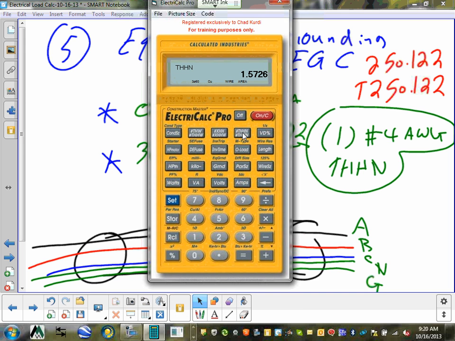Here's the 3-phase. Then I have a neutral. What was my neutral size? 2-aught. Here's a 1 and a 2. Here's a wire size. How many neutral? 1, and it's the same thing, THHN. Then a ground. My ground was 4. Here's my 4. Wire size. How many of them do I have? I have 1. What insulation? I'm using THHN, same thing.